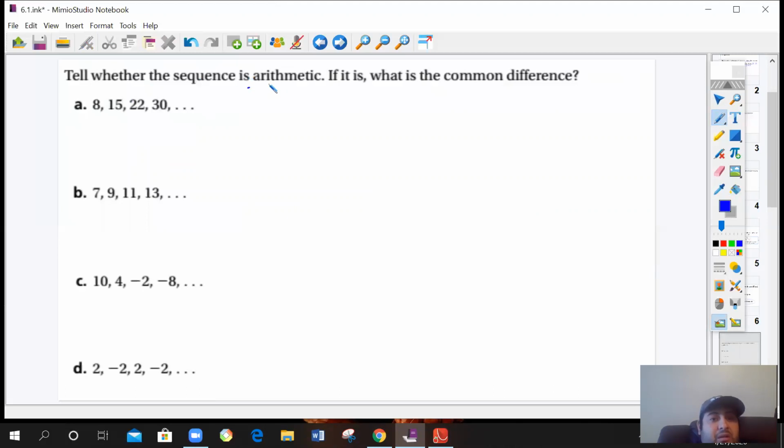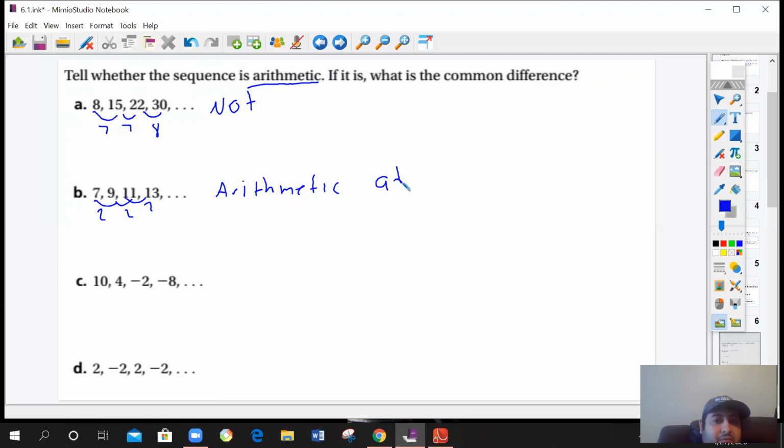Tell whether the sequence is arithmetic. If it is, what is the common difference? We already mentioned this one on the previous one. We have 7, 7, 8, so this is not. Let's see, from here they're adding 2, 2, and 2, so this is arithmetic, since they're adding by 2.